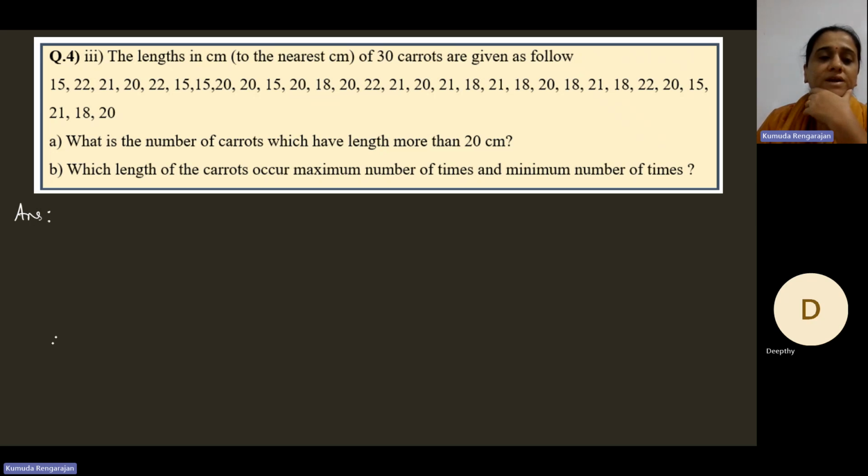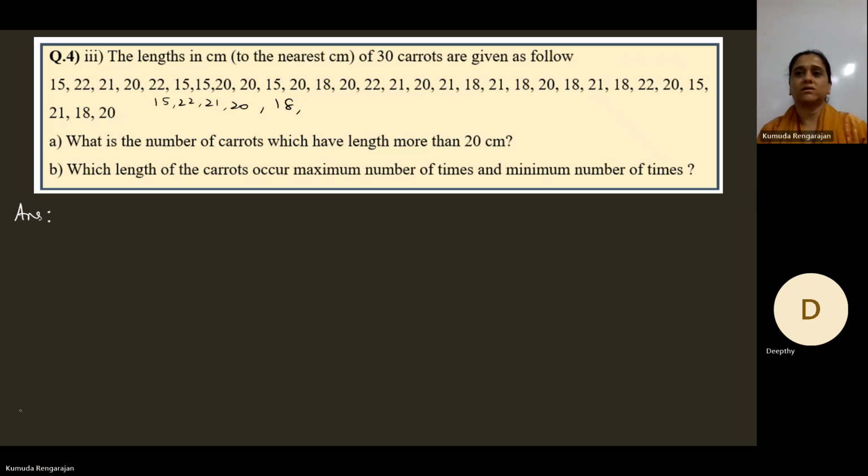What are the different numbers you see here, children? You find this number 15, then 22, 21, 20, then 18. The different numbers here are 15, 22, 21, 20, 18. Any other number you find? Okay. So see here, this is how we tabulate the data.